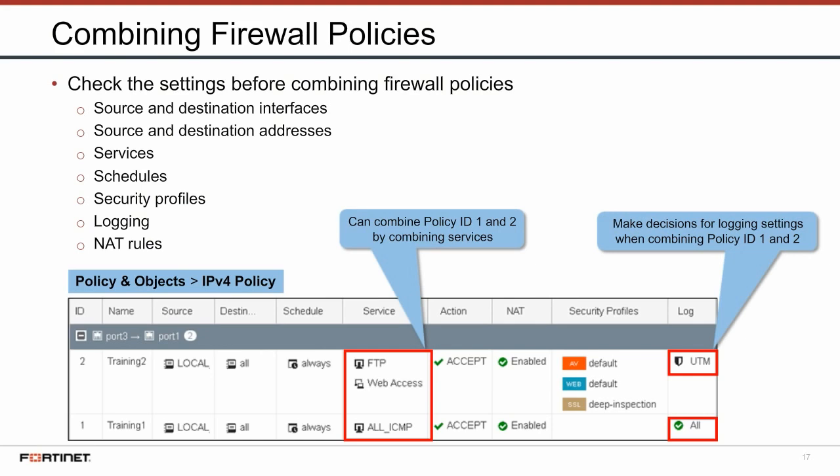In order to optimize and consolidate firewall policies, always check all configured settings. In this example, the two firewall policies have differences in terms of services, security profiles, and logging settings. You can consolidate these two firewall policies by combining services and choosing appropriate logging settings. If you select Security Events, UTM, for the logging settings, traffic logs will not be generated for all_ICMP traffic. Note, the all_ICMP service is not subject to web filter and antivirus scans, which means that applying these security profiles to the ICMP traffic will result in the traffic passing through without being inspected.